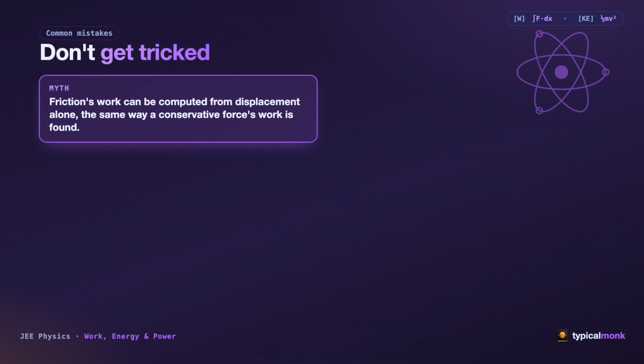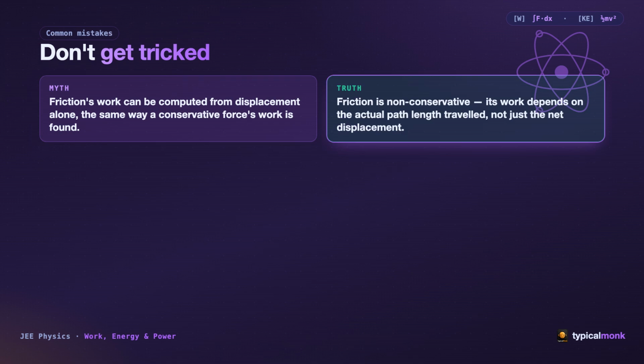Now let me save you some marks. Two myths that trap thousands of students every year. Myth 1. Friction's work can be worked out from displacement alone, the same way it is found for a conservative force. It feels natural. Friction is just another force. Why treat it differently? But here is the truth. Friction is non-conservative. Its work depends on the actual length of the path traveled, not merely on how far the particle ended up from where it started. Two paths with the same displacement can lose very different amounts of energy to friction.